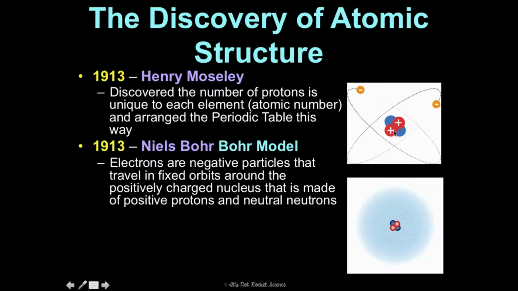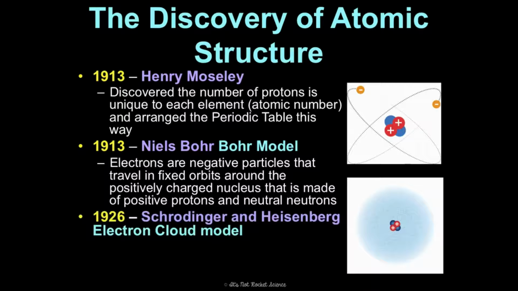So it'd be like this top picture. We've got positive particles, we have neutral particles in the center, and then these negative electrons surrounding it, and they move in these circular orbits. So he was right about the nucleus with the positive and the neutral, and the negative electrons being around, but not about the fixed orbits.